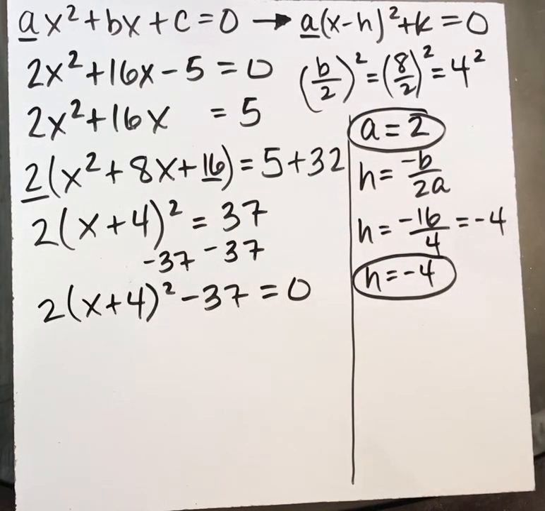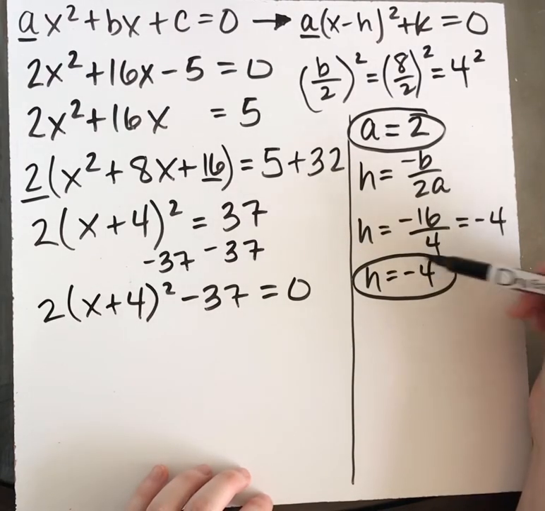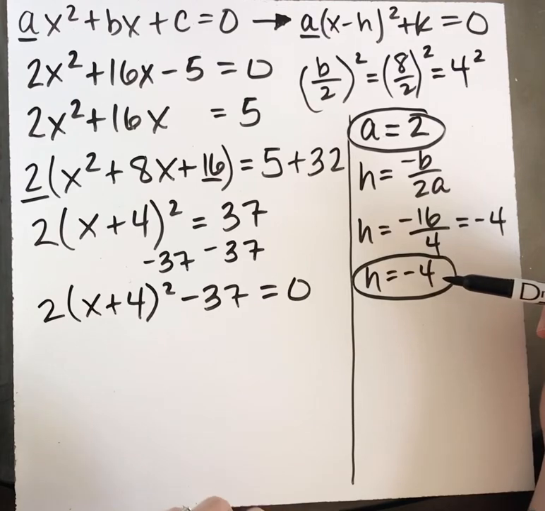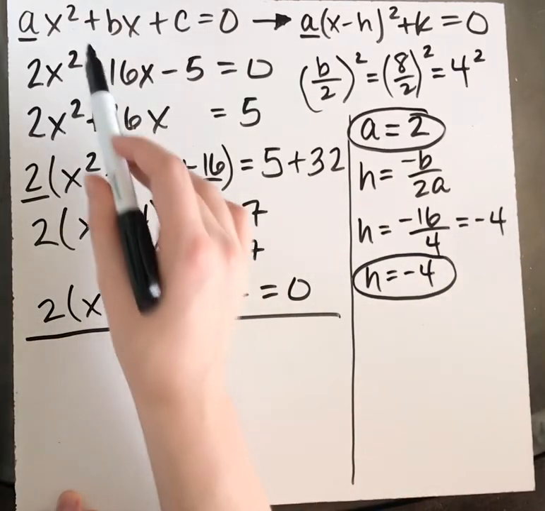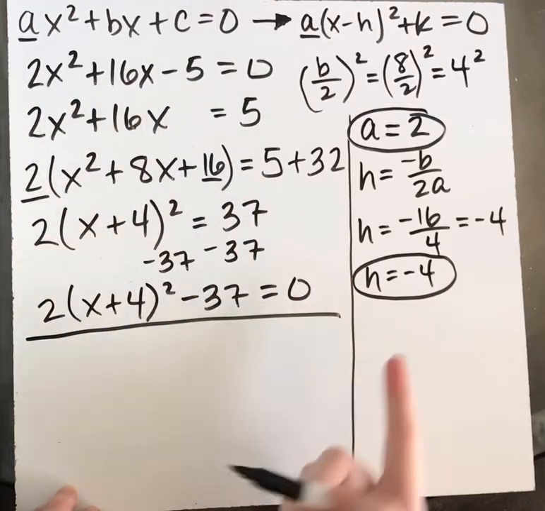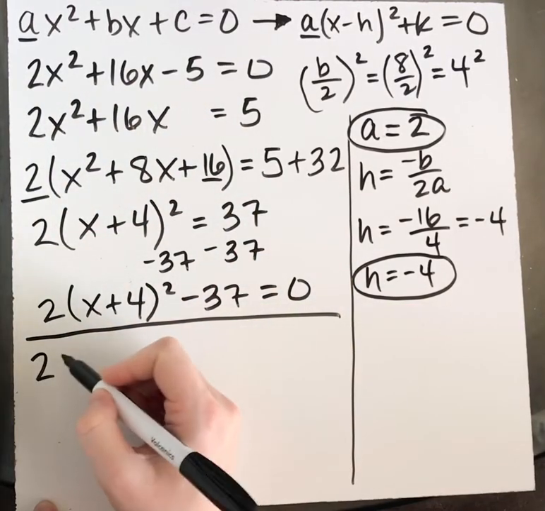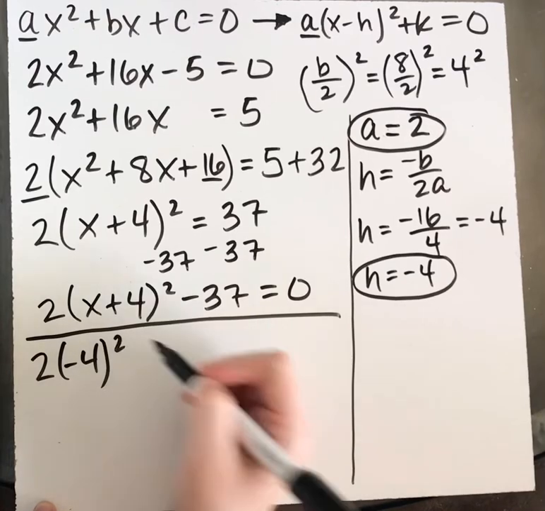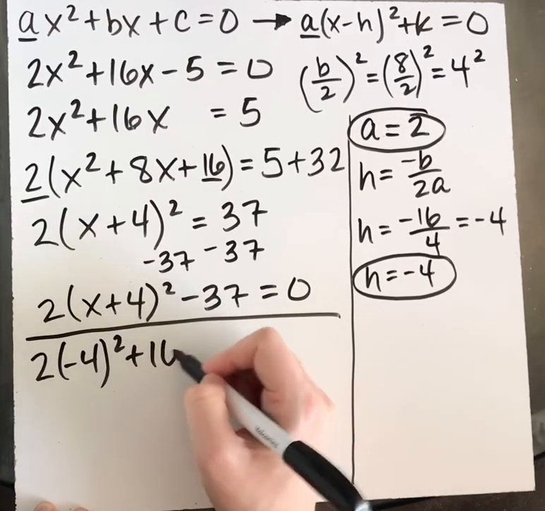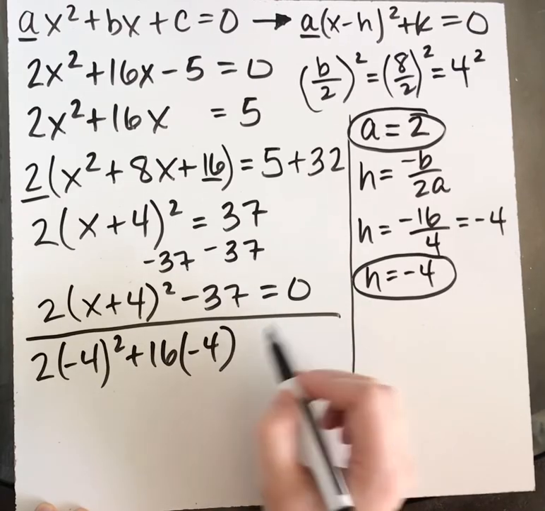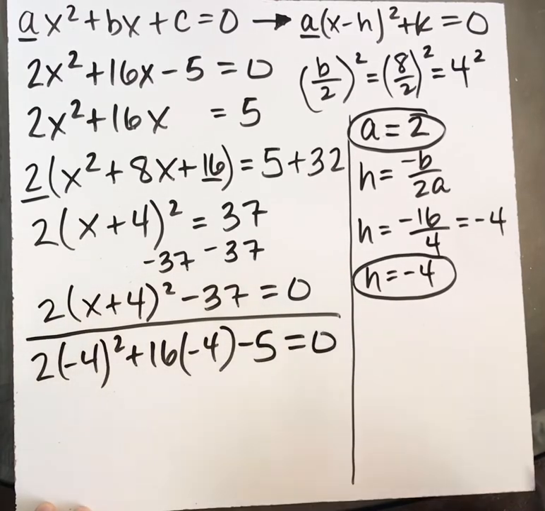To get our k, we are going to plug h into our equation, because this is basically an x value. This is the x value of our vertex. If we plug it back in, we will get the y value of our vertex. We're going to plug that into the standard form. Anywhere we see an x, we're going to put negative 4. So we've got 2 times negative 4 squared plus 16 times negative 4 minus 5, and we're going to simplify this down to find out what we get.